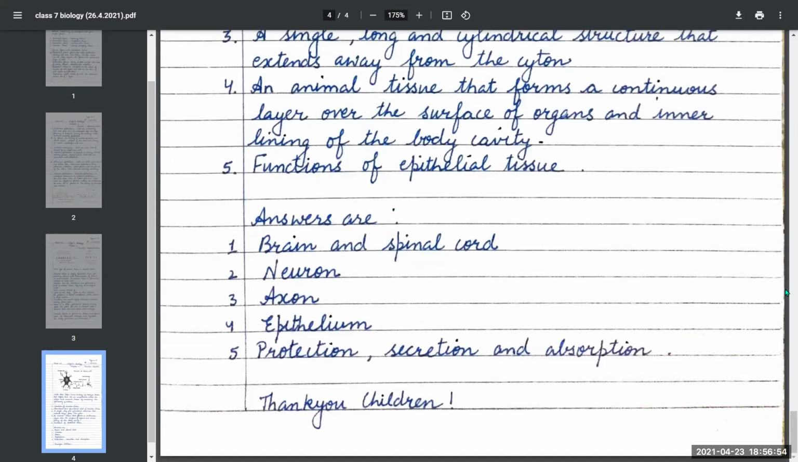And the answers are: 1, brain and spinal cord. 2, neuron. 3, axon. 4, epithelium. And 5, protection, secretion, and absorption.